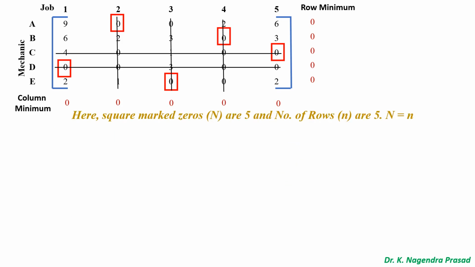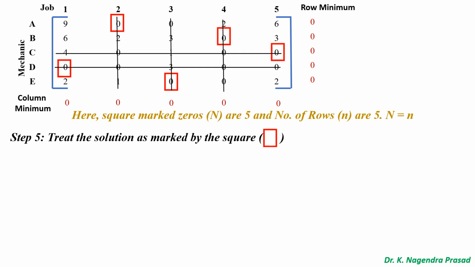Here we have to observe whether the number of square marked zeros is equal to the number of rows or not. Here the number of square marked zeros is 5 and the number of rows is also 5. So n equals n, that is, the number of rows equals the number of square marked zeros. Then we treat this solution marked by the squares as the optimal solution.